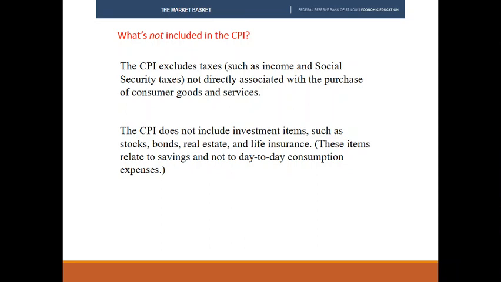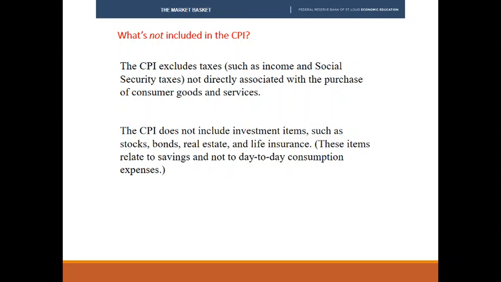Taxes are not, and investments are not. So if the stock market goes up, which it has recently, in some sense that's like inflation for stocks. Right now I can't buy as many stocks as I could before with my money, but it feels weird to think about that being inflation.